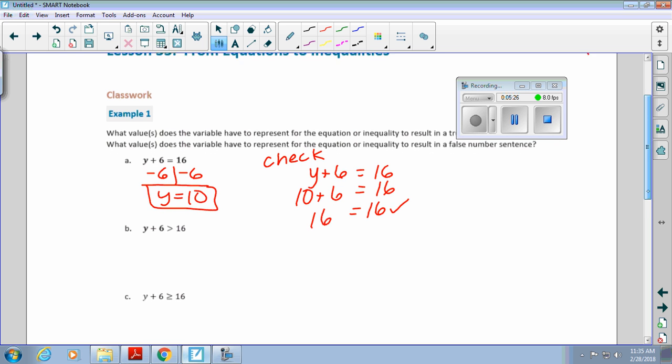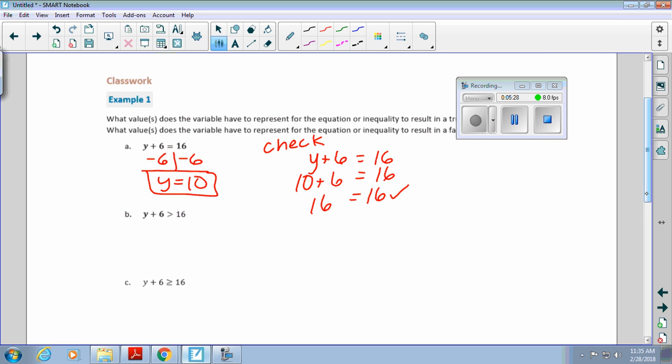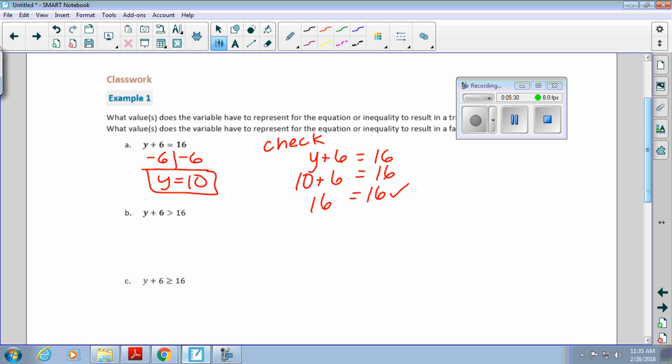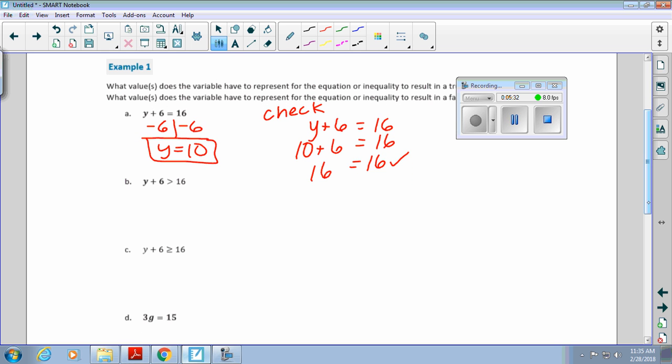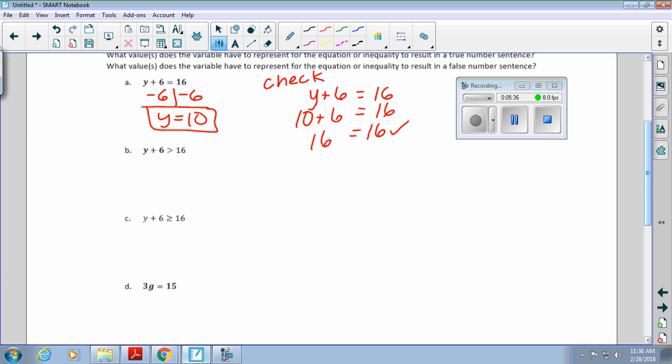All right, now you'll notice in example B here, it says y plus 6 is greater than 16. So that's an inequality. It's not an equal sign, so we call it an inequality. And the steps for solving an inequality are exactly the same as solving an equation. So you're still going to do the upside down T thing. You're going to subtract 6 from each side. That'll isolate the variable. You're going to be left with y on one side, and you're going to be left with 10 on the other.